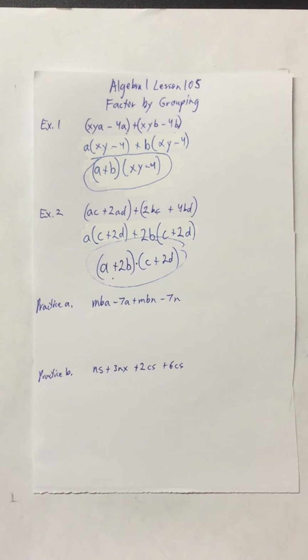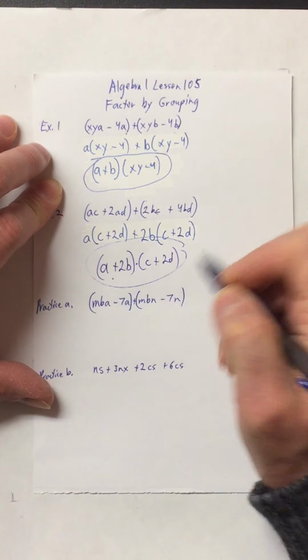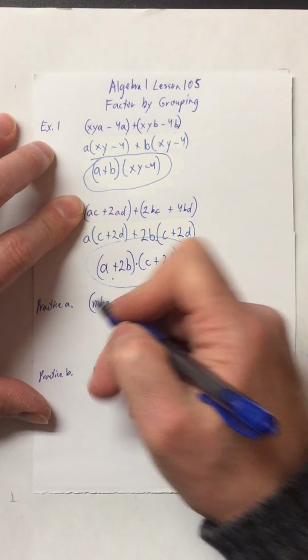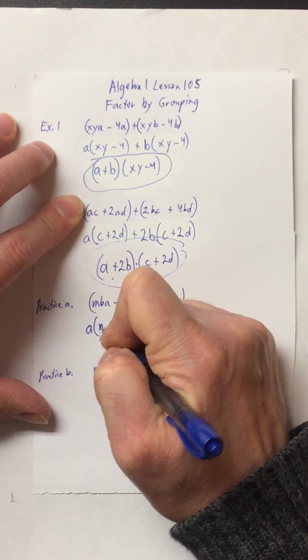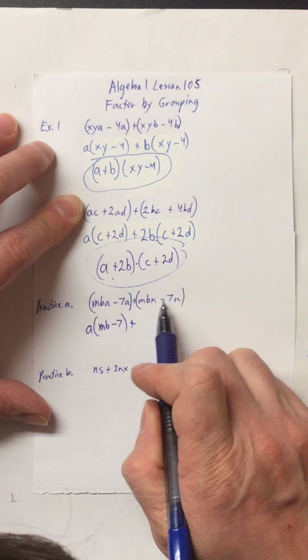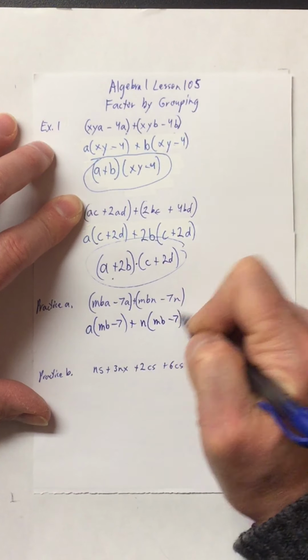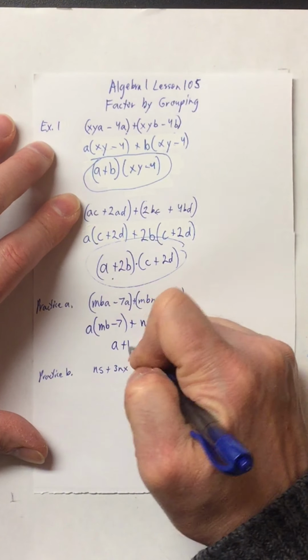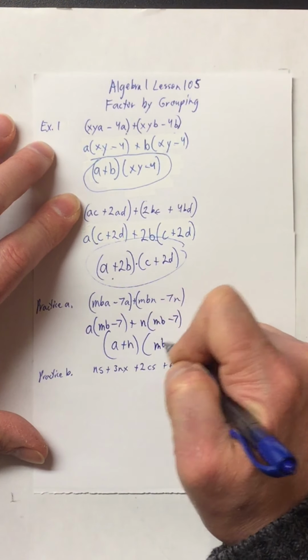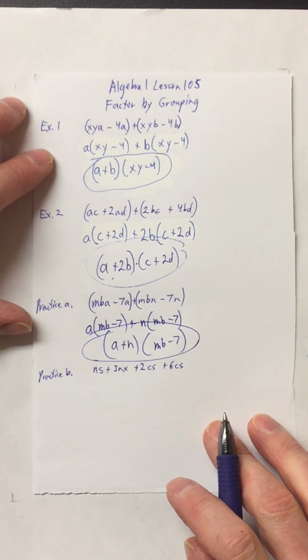Go ahead and try the two practice problems, and then check your work with my work and see how you do. I'm going to group the first two and the last two. What does this one have? This one has an a, so I'll pull an a out, so mb minus 7 there. The second part, what do they both have? Looks like they both have an n, so pull that out and it looks like that, and then I can write it together, and there is my answer for practice problem A.